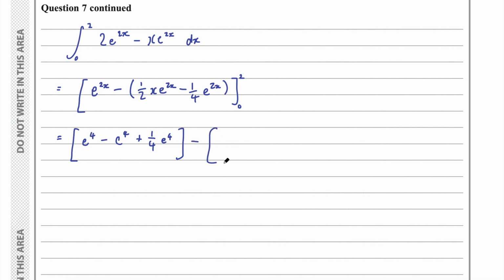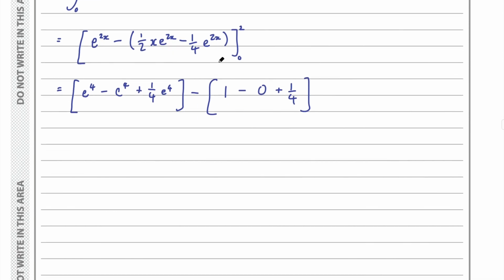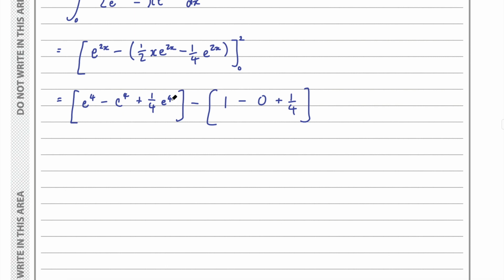Then we need to subtract and substitute in the 0. e to the 2 times 0 will be e to the 0, which is just 1. Subtract a half times 0. This term will just be 0. And then the last term will be plus a quarter e to the power 0. So that will be 1 multiplied by a quarter, which will just be plus a quarter. All right, so now we've done all the substitutions, and we can just simplify this and hopefully end up with an expression that they were looking for.